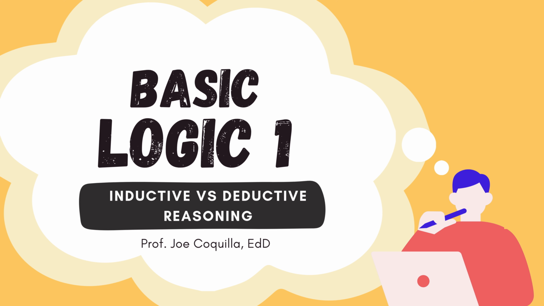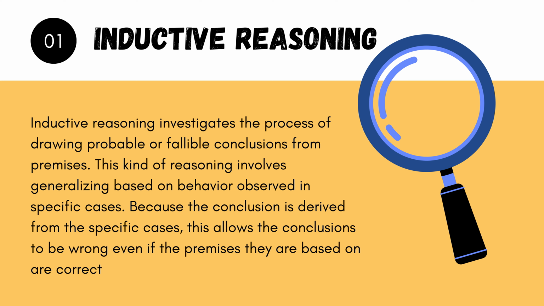Our topic is how we understand inductive versus deductive reasoning. Inductive reasoning investigates the process of drawing probable or fallible conclusions from premises. This kind of reasoning involves generalizing based on behavior observed in specific cases. Because the conclusion is derived from the specific cases, this allows the conclusions to be wrong even if the premises they are based on are correct.